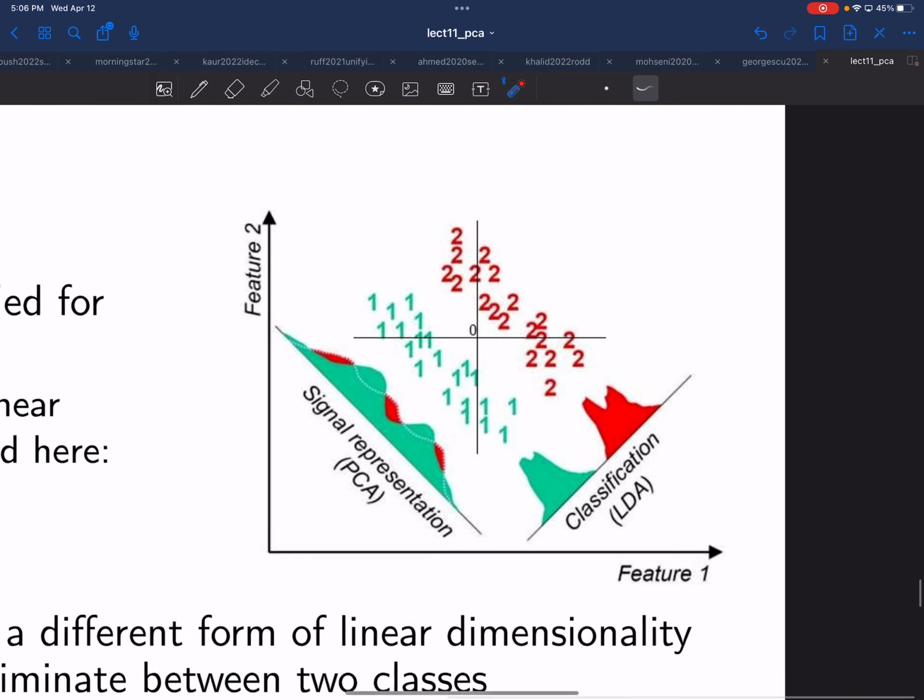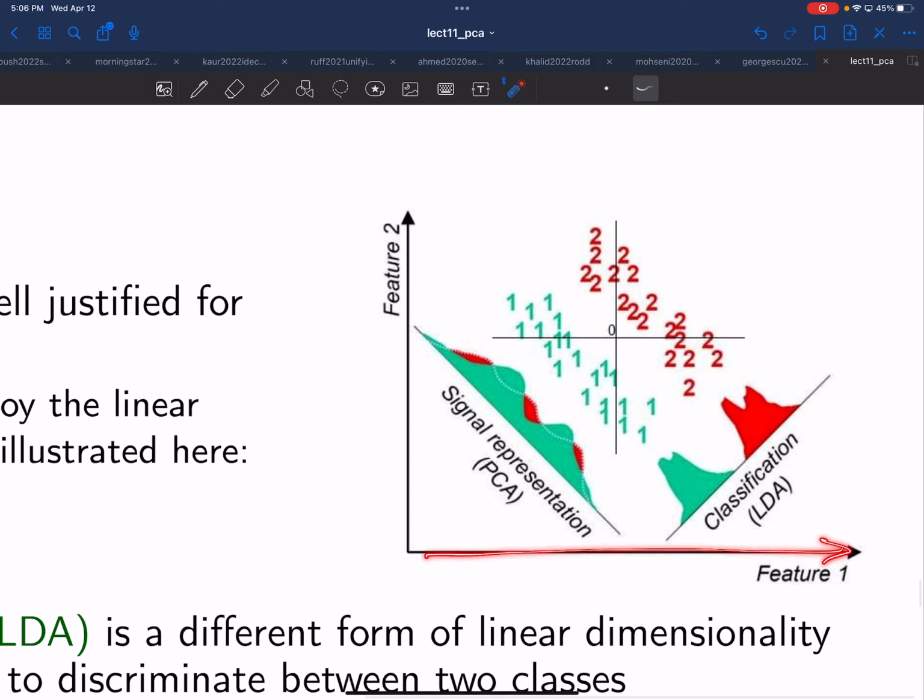So imagine that this is our data set. It's a 2-dimensional data set, 2 features. And it's labeled in this way. So we have class 1 here, class 2 here. So as you all know, if I had the full data, no compression, no PCA, and I wanted to design a classifier boundary, I would put it somewhere like here, right?